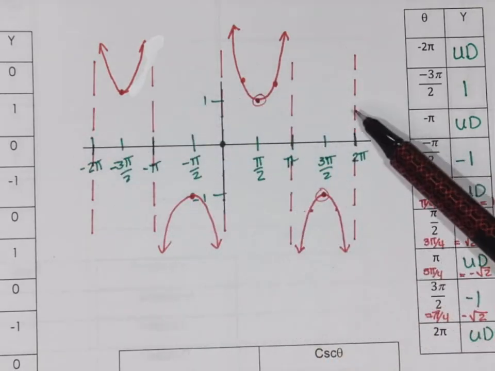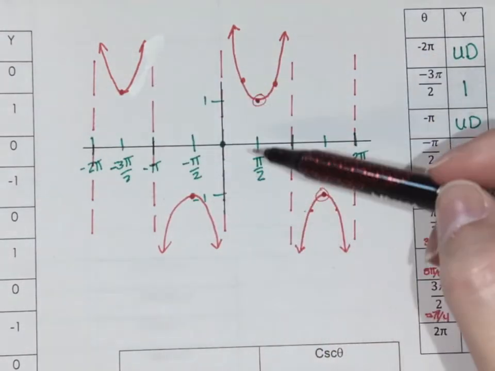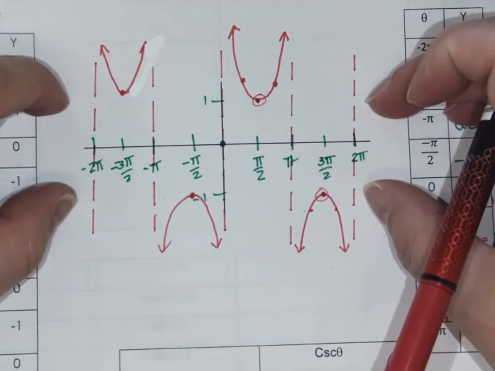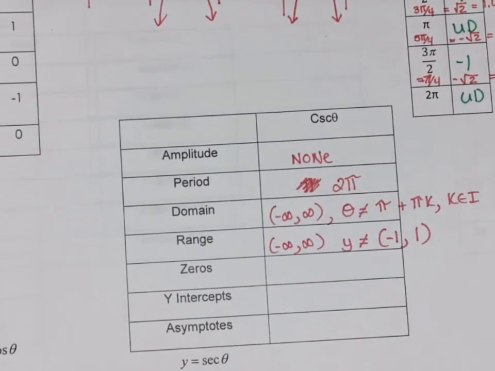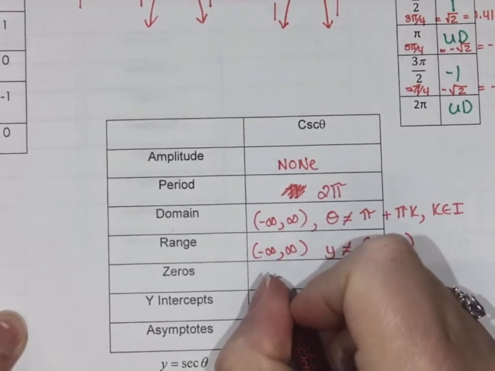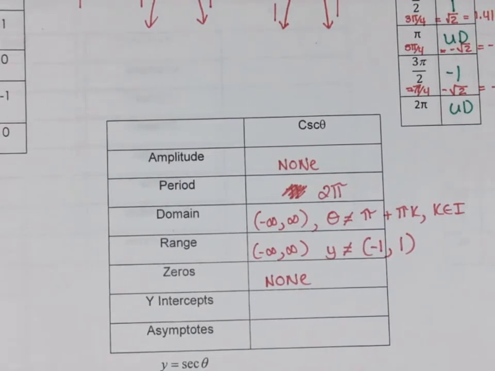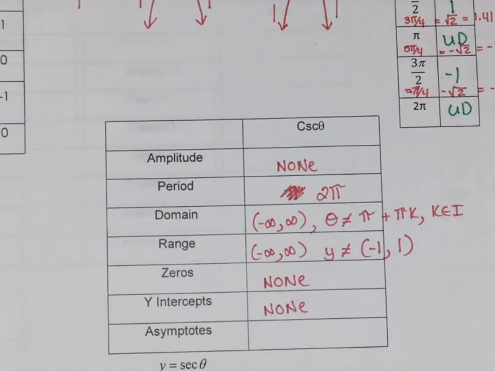Never mind. Zeros? None. And again, you guys know that you can't just leave that blank. You'd have to write the word none. And y-intercepts? None. There's an asymptote there, so I hope there's none. Asymptotes. And that's every pi, so 0 plus pi k, where k is an element of the integers.